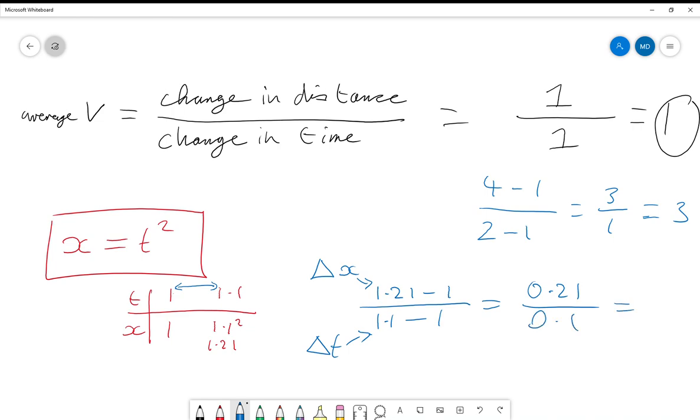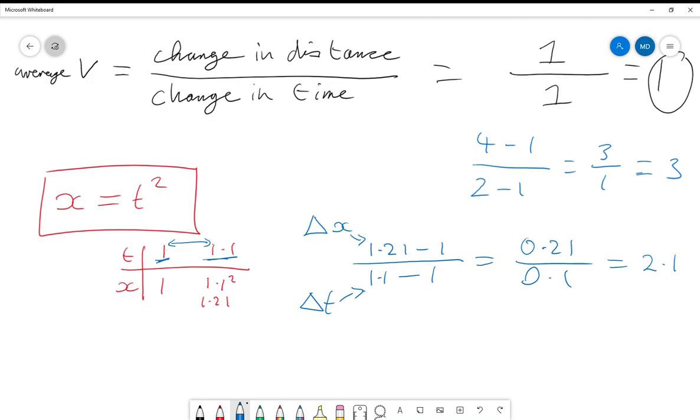Plug it into a calculator, or remember how to divide by decimals, and we end up with 2.1 as our velocity. And that is much, much closer to our actual velocity at 1, but it is still an average. It's not the real velocity, it's the average velocity between time equal to 1 and time equal to 1.1. So if you want to get closer to 1, we need to just do the same thing again. Let's get closer and closer.